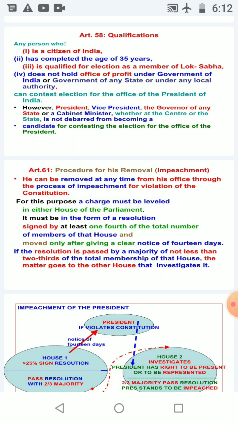Impeachment of the president can be initiated by either house of the parliament. It must be in the form of a resolution signed by at least one fourth of the total number of members of that house. After it is signed, a written notice along with the copy of the signatures of the members is sent to the president for him to know what allegations are brought against him, and at least 14 days time is given to the president to present a defensive statement.